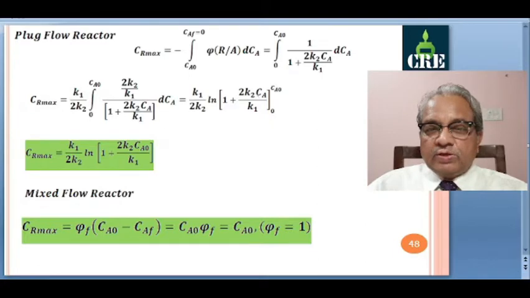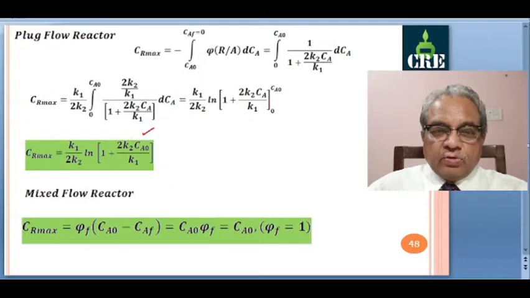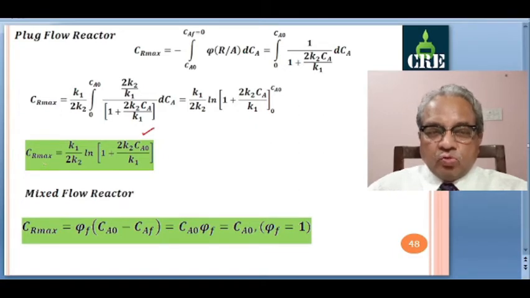If you substitute the lower limit 0, this becomes 0, ln of 1 is 0. So only the first term is left, that is 1 plus 2K2 by K1 into Ca0, where Ca is replaced by Ca0. So this gives you the equation for Cr max in plug flow reactor. Since Ca0 is also not given in this part, and K2 and K1 values we also don't know, we can write an expression in terms of K1, K2 and Ca0 for plug flow reactor.